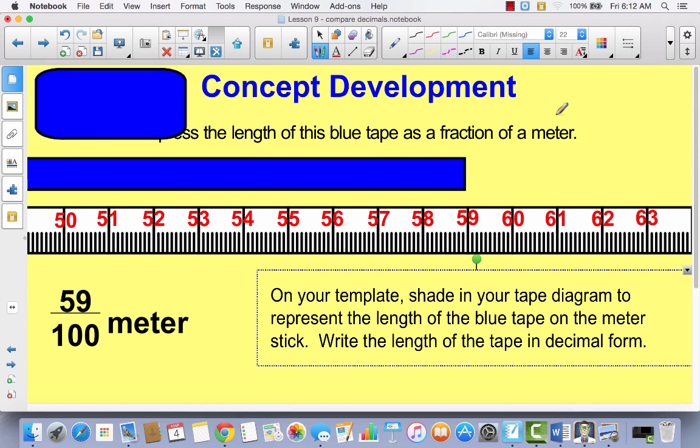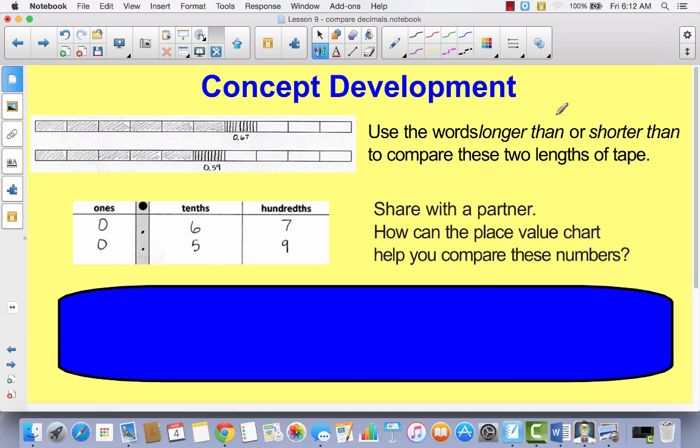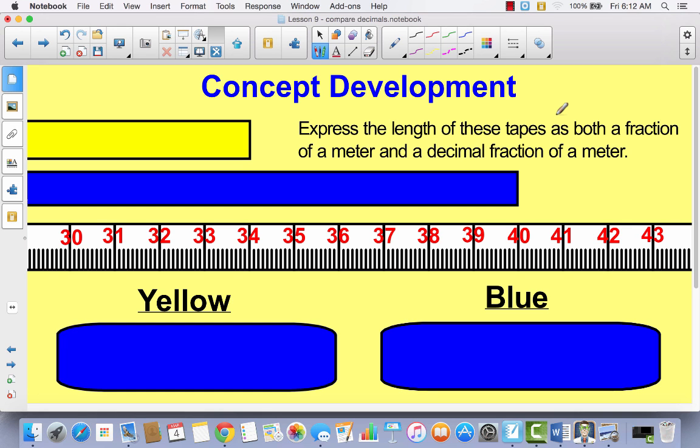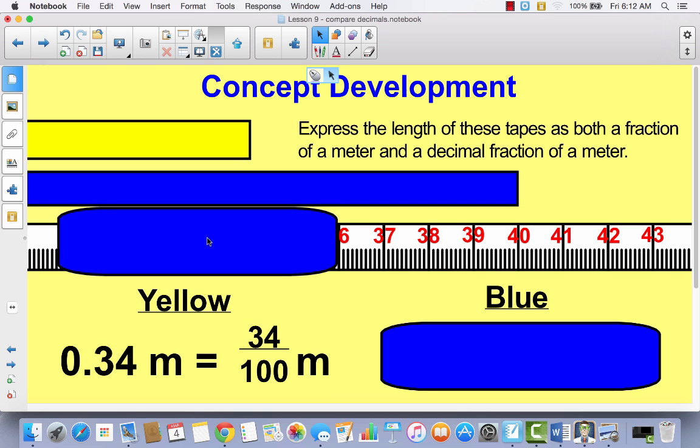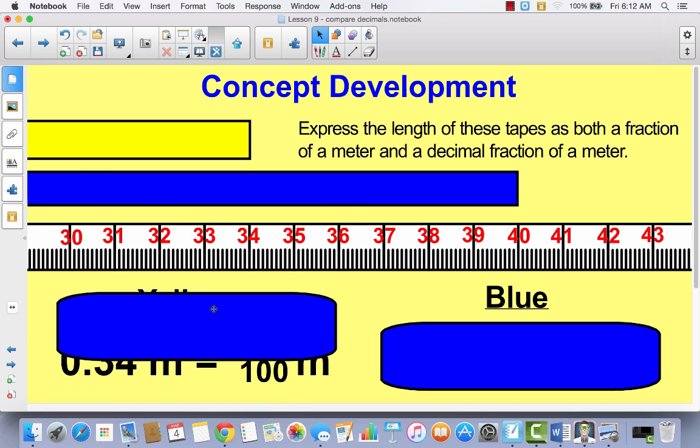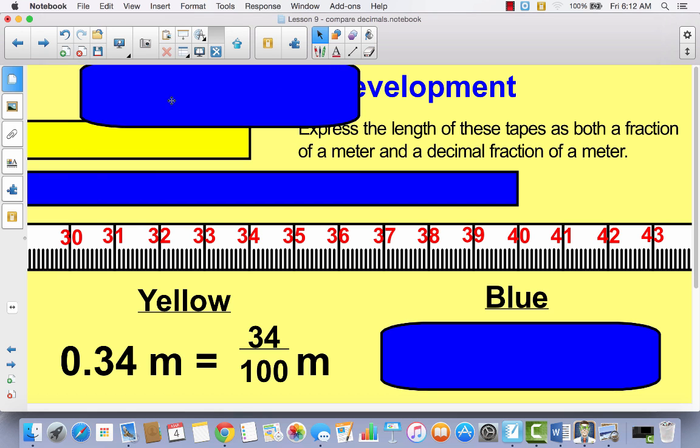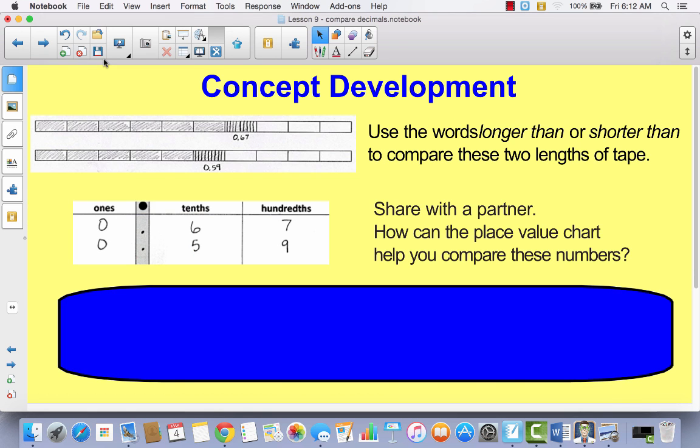All right, so let's go to another piece of tape here. This time we've got a yellow and a blue piece of tape again, and they're both on the same page. And we're going to shade both of these on our tape diagrams. So we have the yellow one. How long is the yellow one? It is 34 hundredths of a meter. Okay, so let's go ahead and shade the yellow. Let's go back to our tape diagram and shade 34 hundredths.